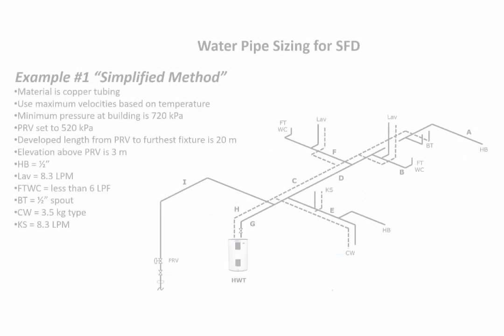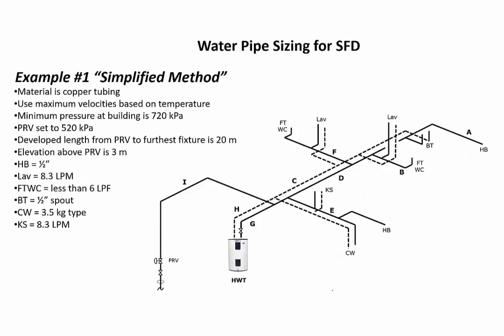First example, we're going to look at a single family dwelling. The material we're using is copper, so that's going to dictate our velocities at 2.4 meters per second for cold and 1.5 meters per second for hot. Minimum pressure at the building is 720 kPa, so that would be through the slab here. PRV is set to 520, so we have exceeded our minimum of 200 kPa as required, and the developed length will not exceed 90 meters.